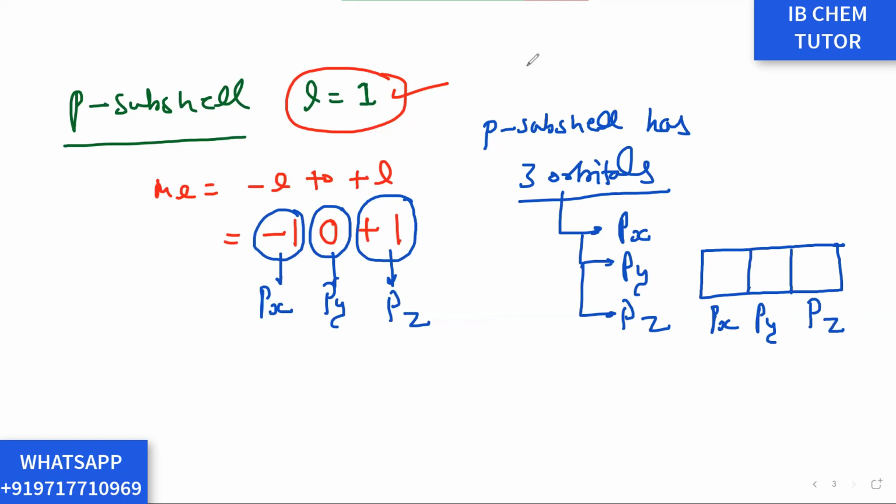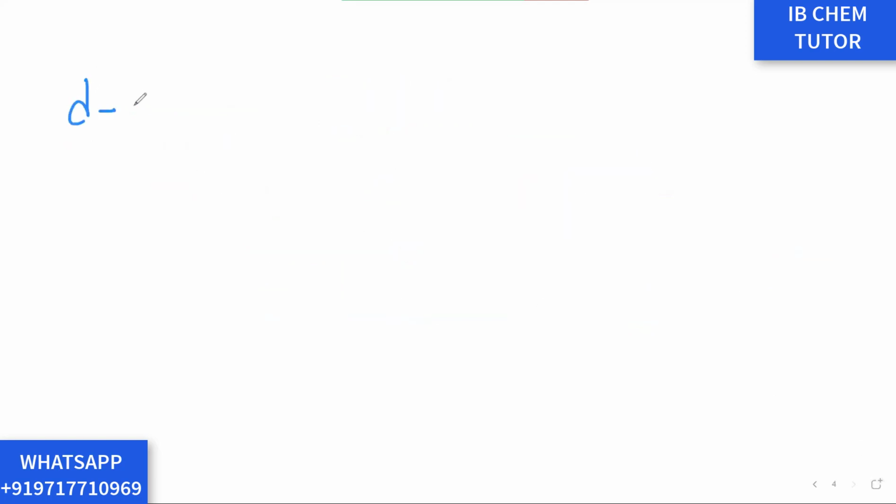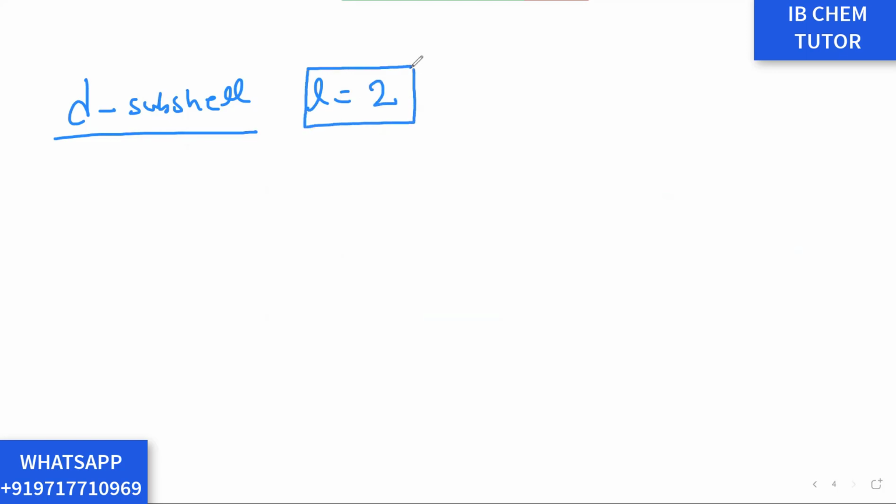Okay. Likewise, work out for D subshell. So let's do it for D subshell. For D subshell, the value of L is 2, right? Now you have to simply apply the formula. When we apply the formula, ML will be minus L to plus L. So this will be minus 2, minus 1, 0, plus 1, plus 2.